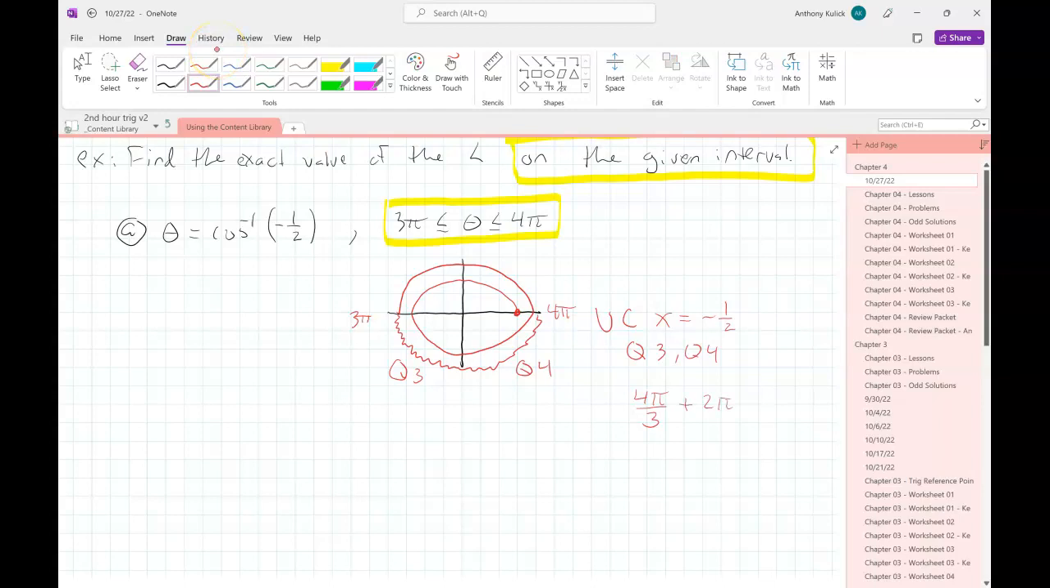So if I add 2 pi to this, I need to make a common denominator. What would my common denominator be? 3. So I'm going to get 4 pi over 3 plus 6 pi over 3, which would give me 10 pi over 3. 10 thirds is 3 1/3, right? That's bigger than 3 pi and smaller than 4 pi. So that'll do it for me.